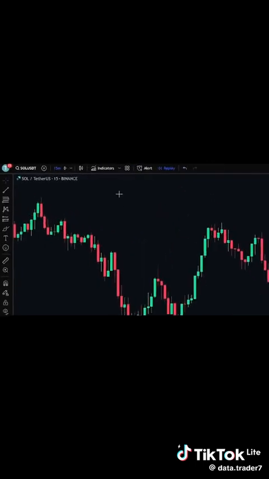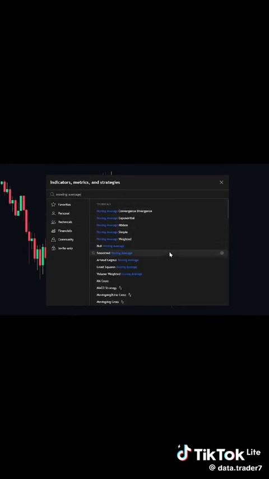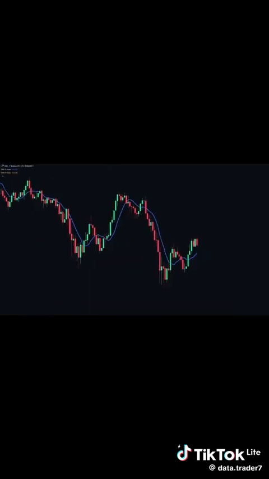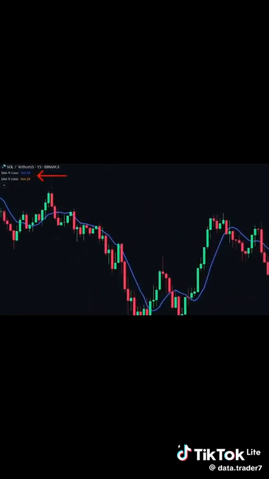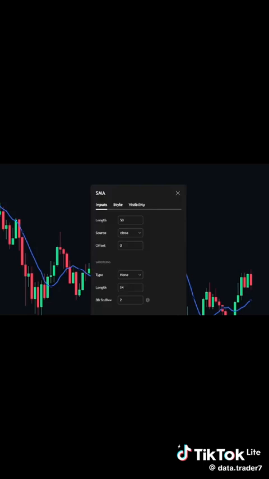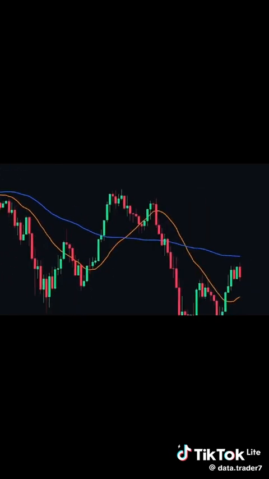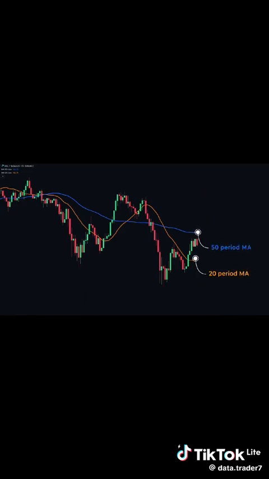Then, go to the indicator section and type moving average. Now you'll notice that there are actually different types of moving averages, but the one that I've found works best for this strategy is the simple moving average. Now click it twice to apply 2 of them to your chart. Once the two moving averages are applied, you'll see them show up in the corner of your chart. Now, go to the settings of the first one and change the length to 50. Then go to the settings of the other one and change the length to 20. So now we have a 20 period and a 50 period simple moving average applied to our chart.